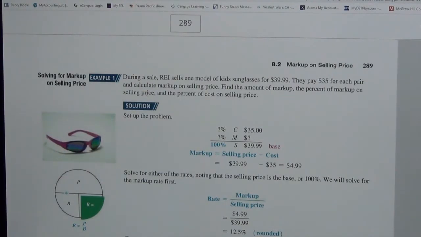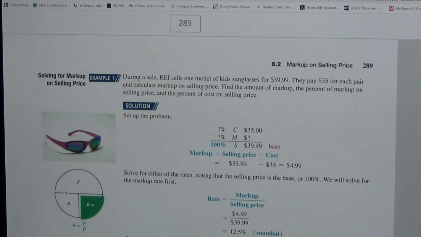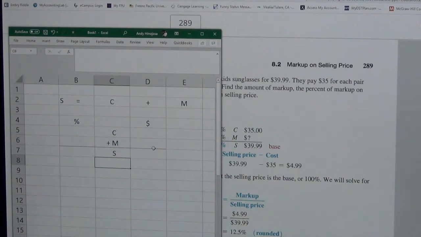So in our first example here, we see that during a sale, REI sells one model of kids' sunglasses for $39.99. They pay $35 for each pair and calculate the markup on selling price. Find the amount of markup, the percent of markup on selling price, and the percent of cost on selling price. So we're going to go ahead and take our trusted formula. The difference now is that cost is no longer going to be the base. The sales price is going to be the base.